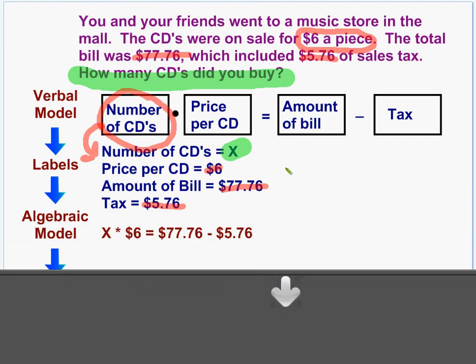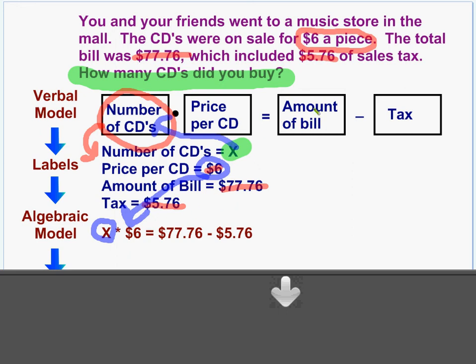Okay, now the next big step we take is we build an algebraic model from this. So I have the number of CDs here. Then if we look down here, it says number of CDs equals x. So I take x and I fill it in for number of CDs. Then it's multiplied by price per CD. Well, what was price per CD? When I look at my labels, it's $6. So down here in my algebraic model, I'm going to take x times 6.